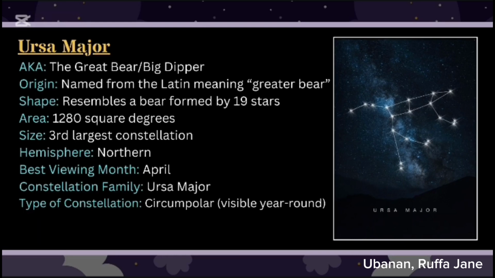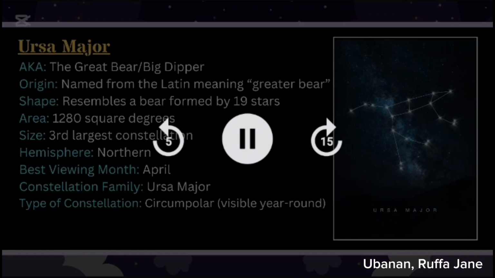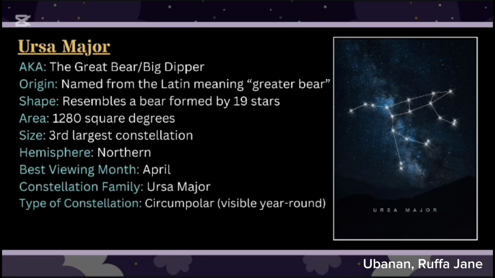The best time to view Ursa Major is during the month of April, and it is part of the Ursa Major constellation family, which means it's located near the constellation Ursa Major in the sky. Ursa Major is a circumpolar constellation, meaning it's visible year-round from the northern hemisphere. This is because it's located near the North Star, or Polaris, and as the Earth rotates, Ursa Major appears to circle around the celestial pole.